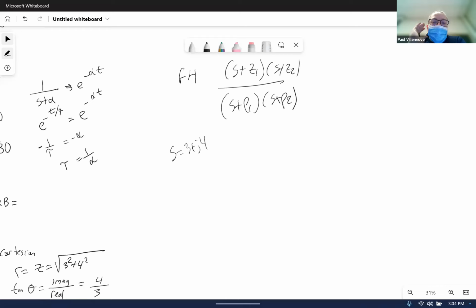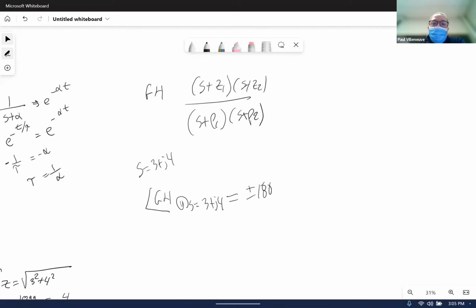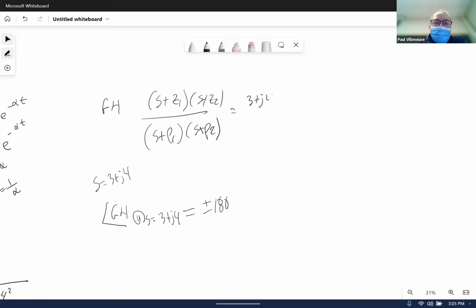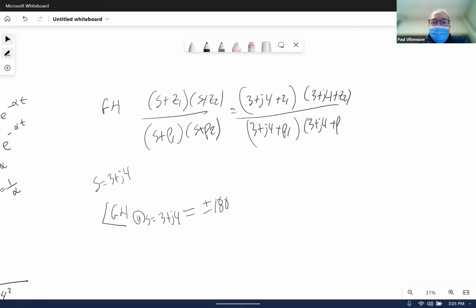What we need to do, for this to be a valid point, we know that the angle of GH at S equals 3 plus J4 has to equal plus or minus 180. So what you need to do is you're going to plug in 3 plus J4 plus Z1, 3 plus J4 plus Z2, 3 plus J4 plus P1, 3 plus J4 plus P2.